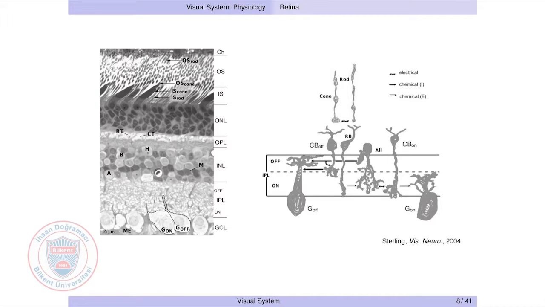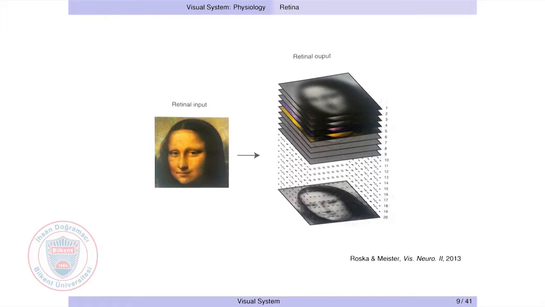And in the end, what the retina sends to the brain is not actually the stimulus that falls on the retina. It has already gone through some processing, and the images that the retina sends to the brain can be depicted like this: a low spatial resolution black and white image, a higher spatial resolution black and white image, blue and yellow images, red and green images.